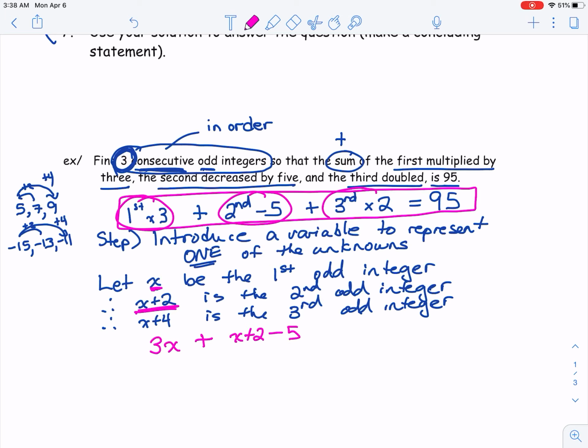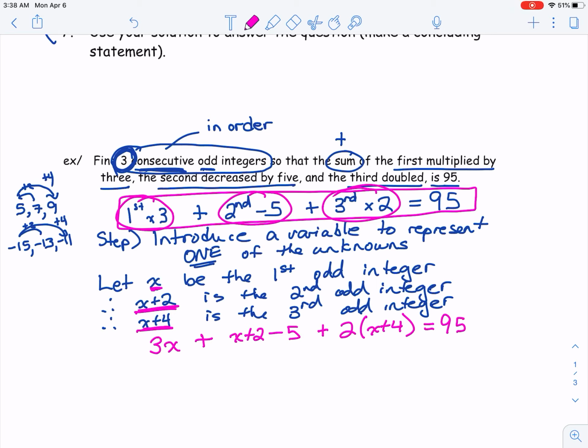And then we have to take the third odd integer and multiply it by 2. Well, the third odd integer is x plus 4, so we're going to add 2 times that. You must put brackets around the x plus 4 because we're doubling the whole thing. We're not just doubling the x and we're not just doubling the 4. We're doubling the x and the 4. All of that put together has to equal 95.